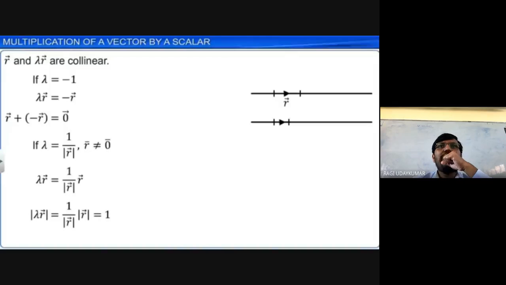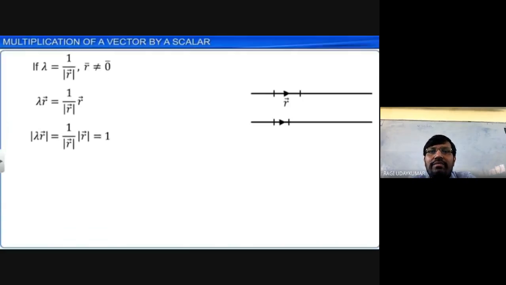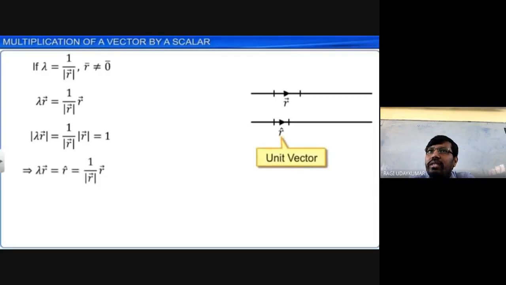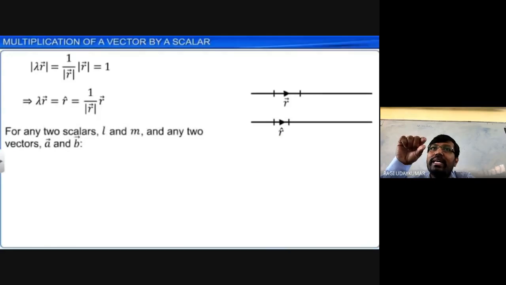If the magnitude of such a vector is equal to 1, that vector is called a unit vector. A vector whose magnitude is equal to 1 is called a unit vector. A unit vector is represented as r cap. We read it as r cap. That is, r with a cap on top. So r cap is a unit vector in the direction of the vector r.